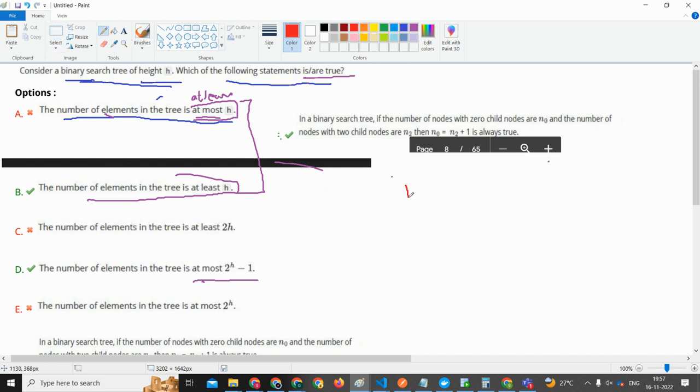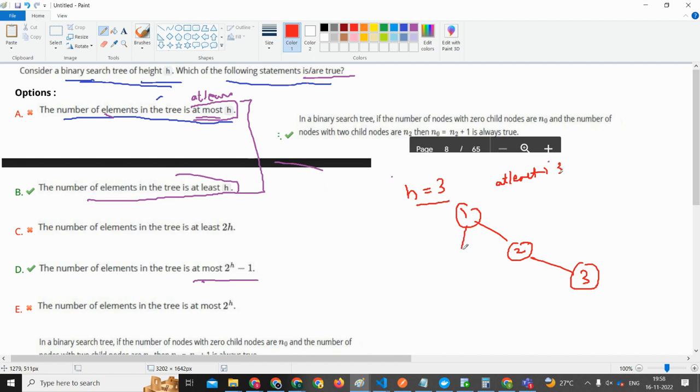Okay, wait. Let's say h equal to 3. If I want to draw a binary tree, what is the least one that I can draw? It's a straight one, right? So if I remove one of the elements, will this still be h equal to 3? No, it will become h equal to 2. So at least I need 3 elements in order to have a height of 3. If I remove anything, the height reduces.